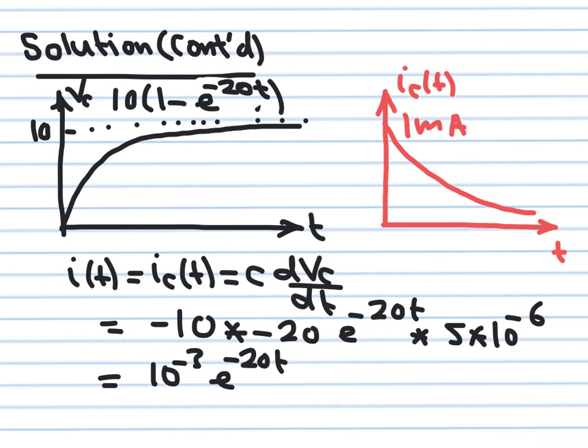This is a little bit different from the previous example. In the previous example, both the capacitor voltage and current were decaying with time, while here the capacitor voltage is increasing with time, while the capacitor current is decreasing with time.